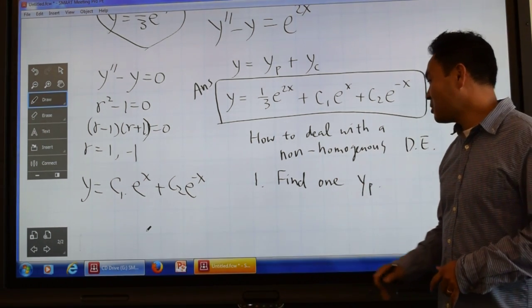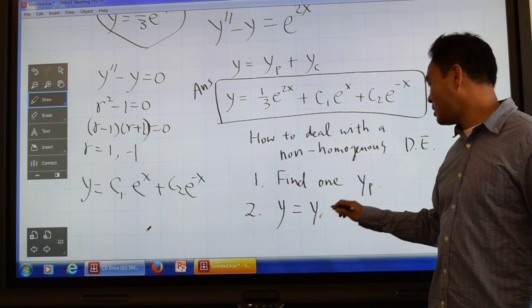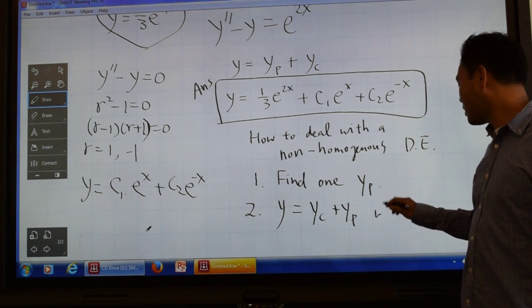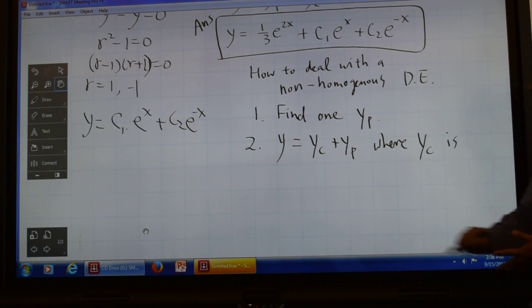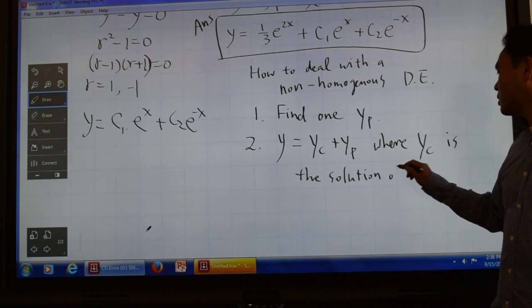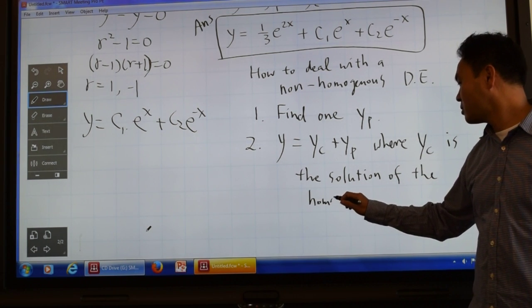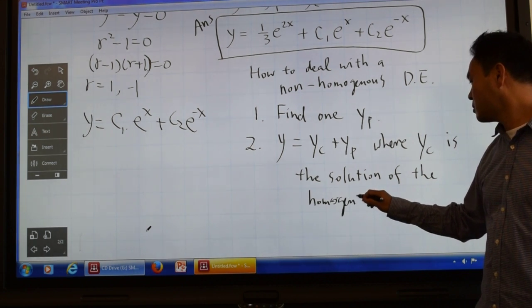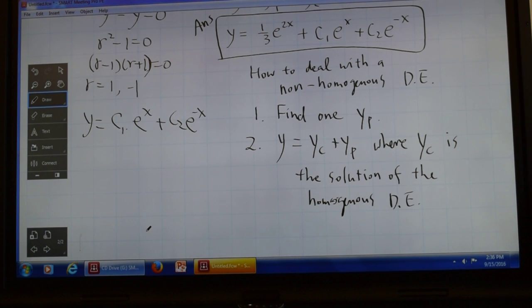And once you make them, then y is just yc plus yp, where yc is the solution of the homogeneous differential equation. Because we know how to solve the homogeneous version, if we know that, then we can just add the yp, and that's the general solution.